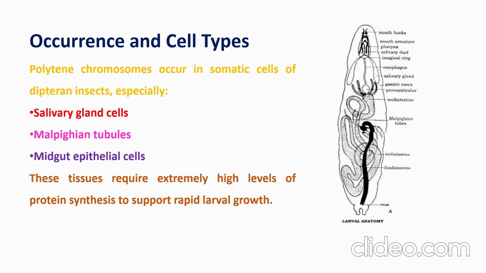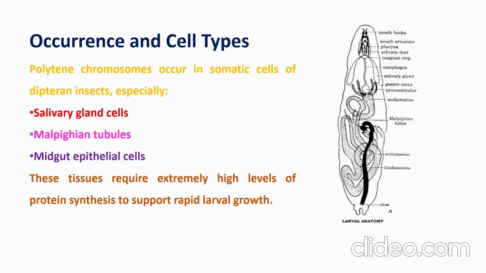Occurrence and cell types of Polytene chromosomes. They are most prominently observed in the salivary glands of Drosophila larvae as well as in other metabolically active tissues such as the Malpighian tubules and midgut epithelial cells.